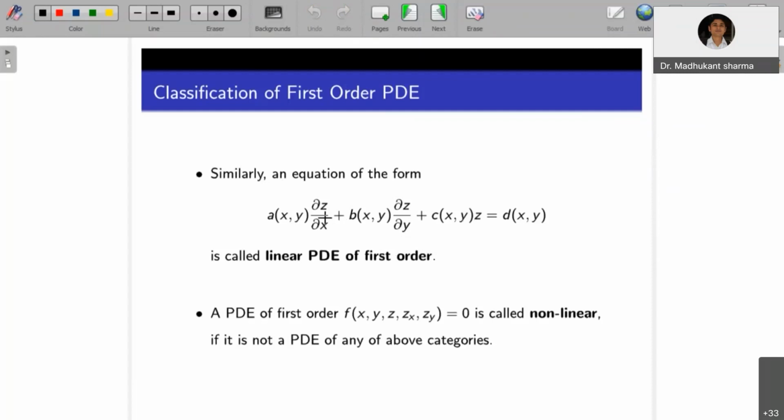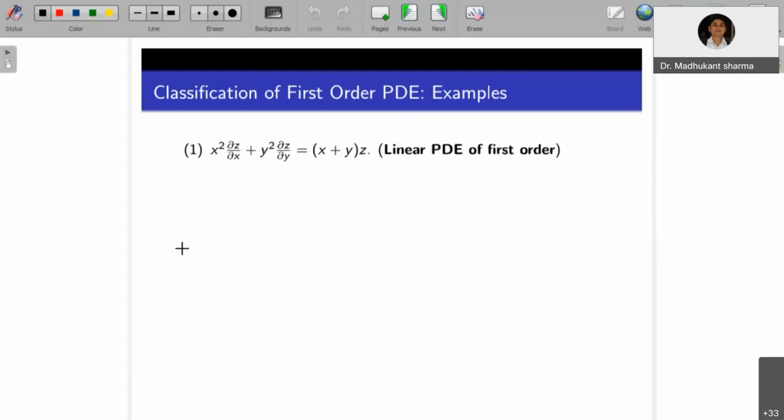Now, if none of these conditions is satisfied, we will say it's non-linear. The first order PDE is non-linear if it does not fall in the above categories. Right, now let's look at the problems.